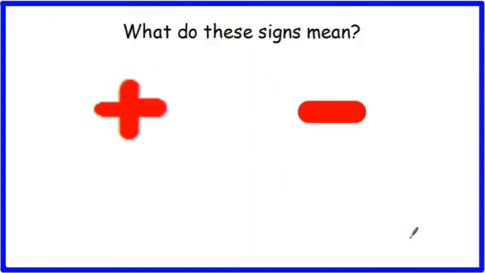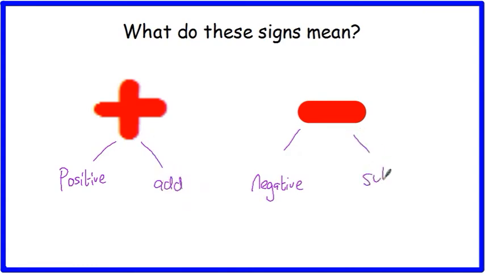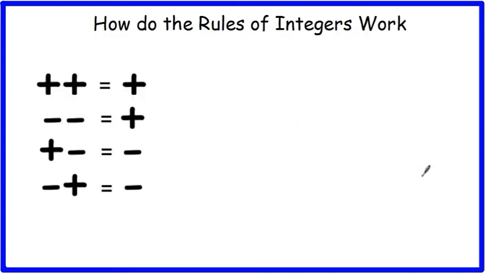Now, it becomes a bit more advanced when we look at the rules of integers. So we've got 2 signs here. We've got a positive and a negative. Now, it means 2 things. It means positive, it means negative, but it also means add. This also means subtract. So they have 2 meanings, and that can be quite difficult to see. How do the rules of integers work?